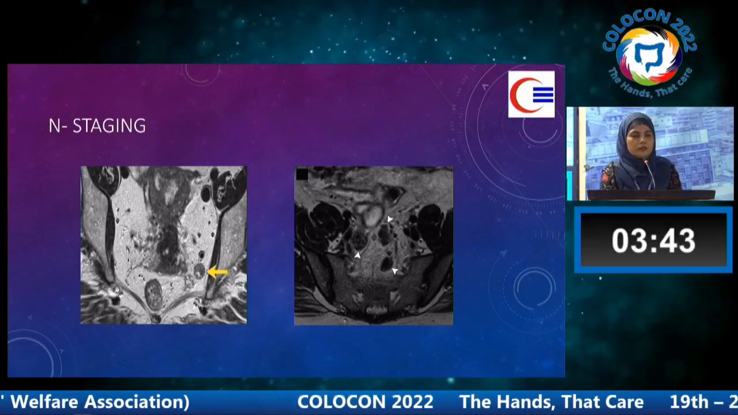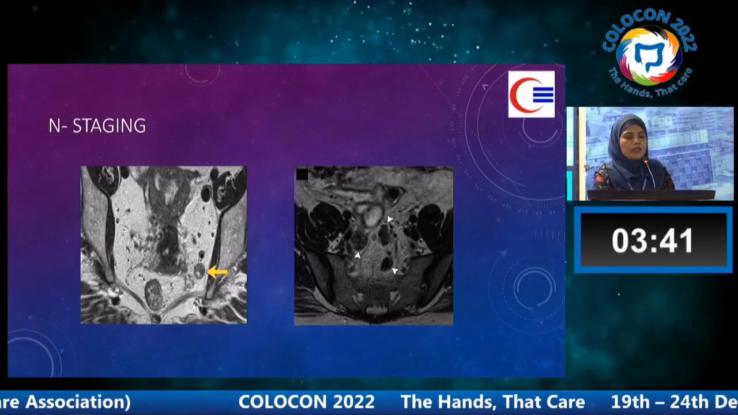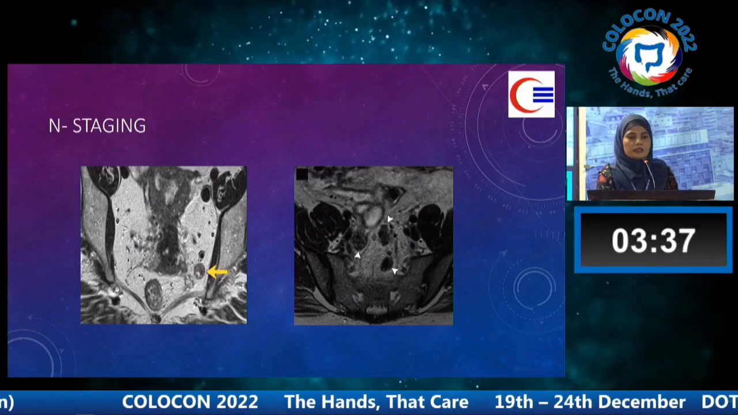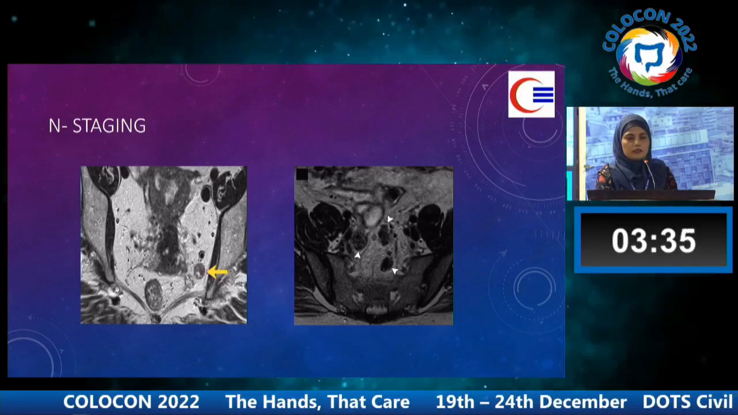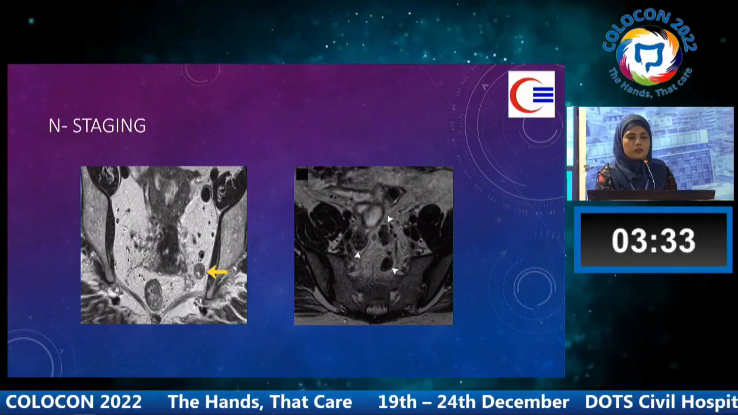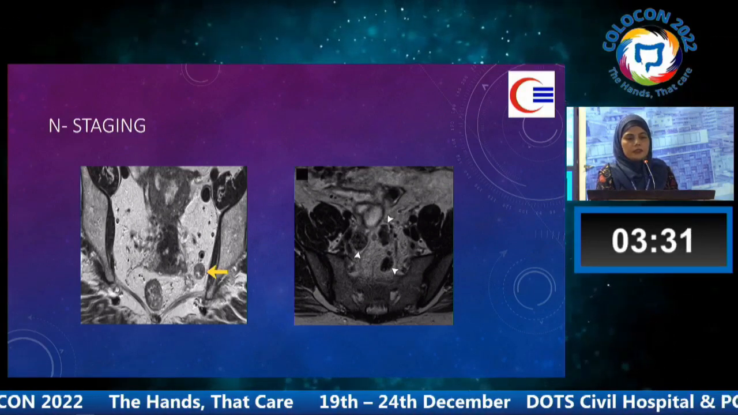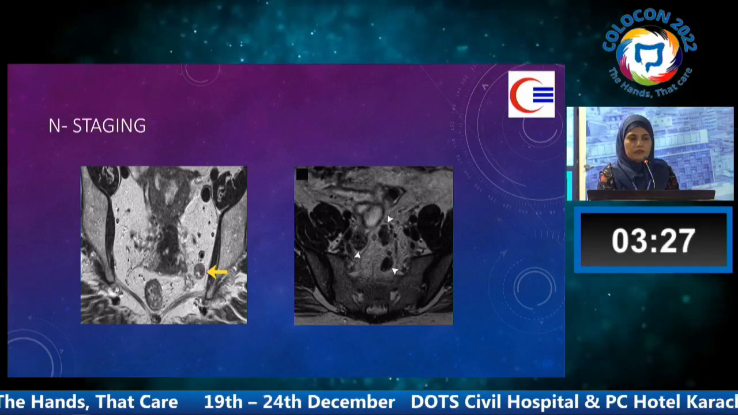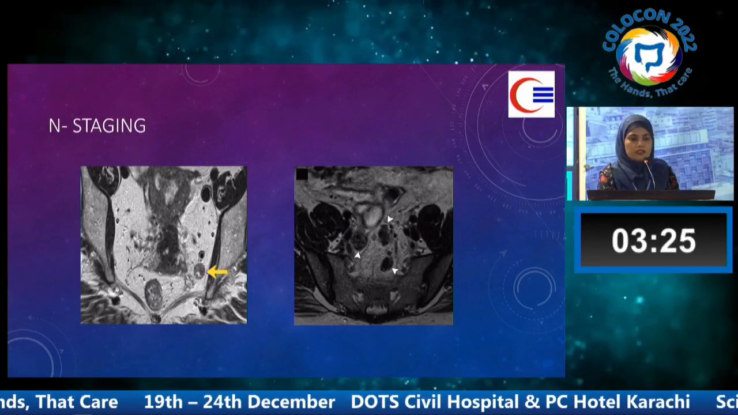So these are the examples. In the first example, the node has 3 densities. It has intermediate signal, low signal, and high signal. This is a heterogeneous signal in terms of MRI. It is a malignant node. In the second example, the mesorectal and obturator, both lymph node groups are present. Both are enlarged and heterogeneous in signal.